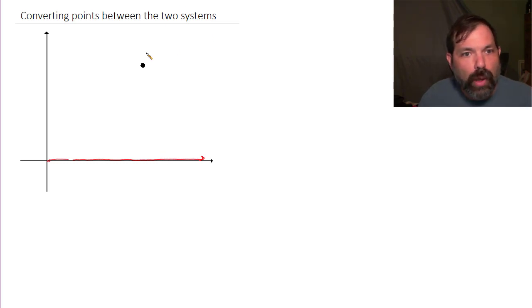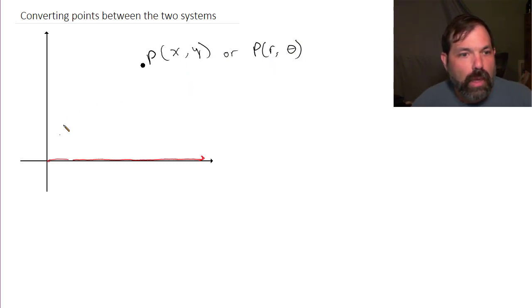And if I say, well, let the pole and the origin coincide. So now I have this point up here, and this point is an x-coordinate and a y-coordinate, but this point is also an r and a theta. All right, so now let's see. Well, there's the r.